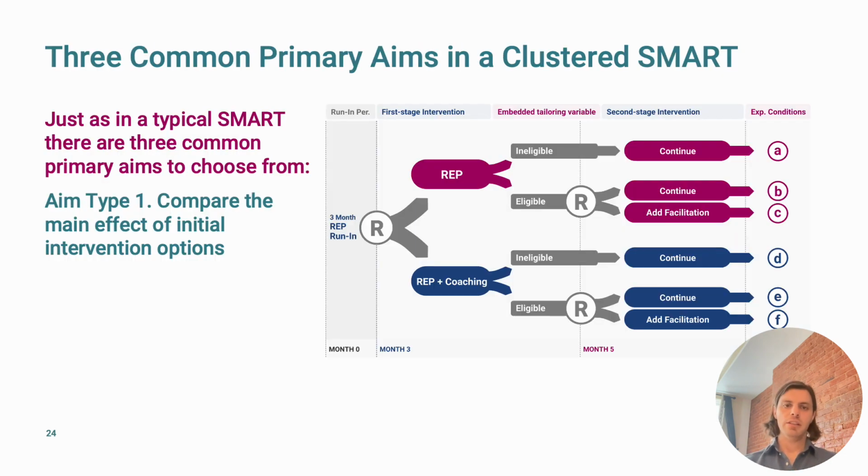So, just as with standard SMARTs, there are 3 common primary aims in a clustered SMART. Aim type 1 is to compare the main effect of the initial intervention options, so REP or REP plus coaching. And to do that, you would compare all schools consistent with any of those red boxes, so A, B, or C, with all the schools consistent with any of the blue boxes of D, E, or F.